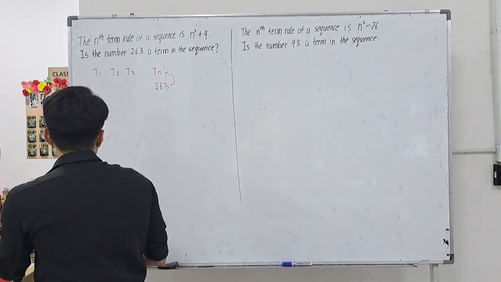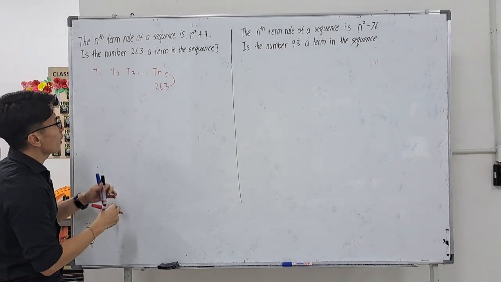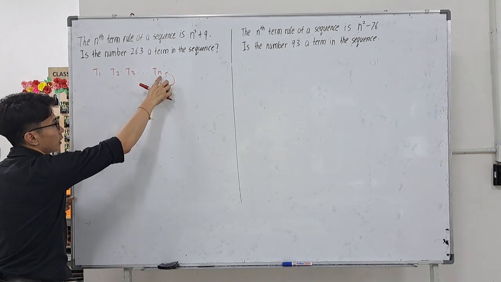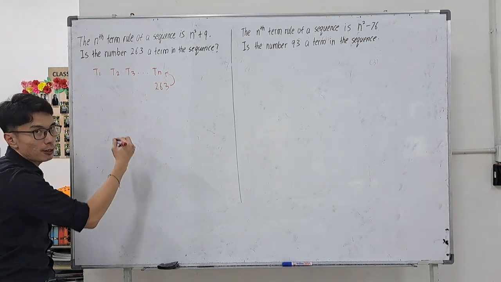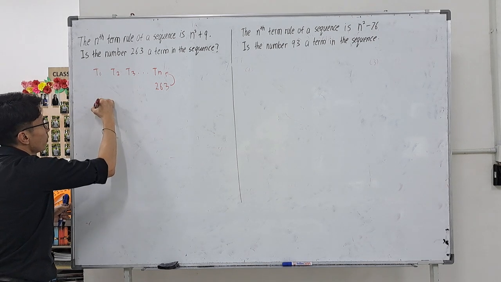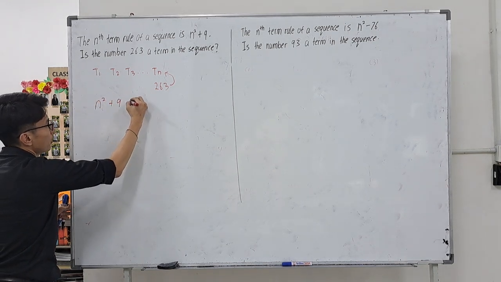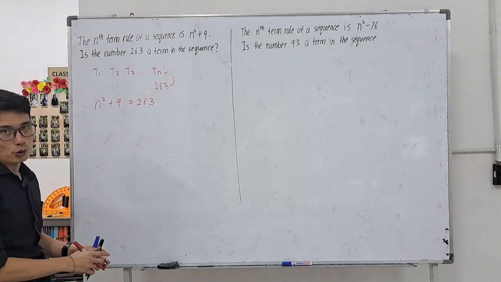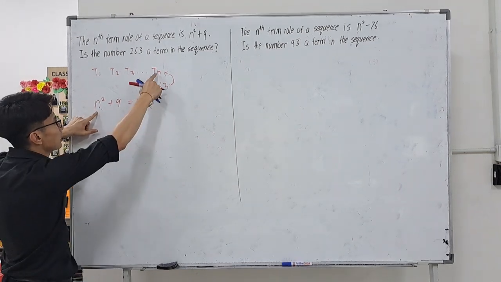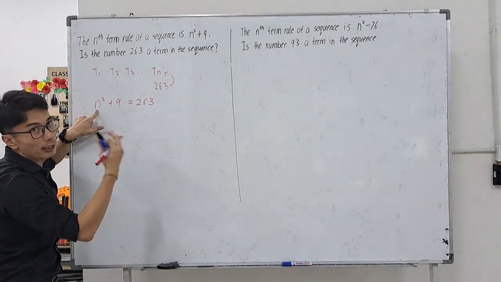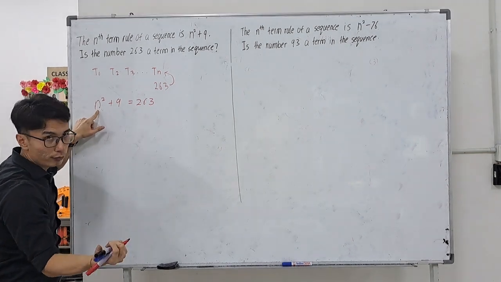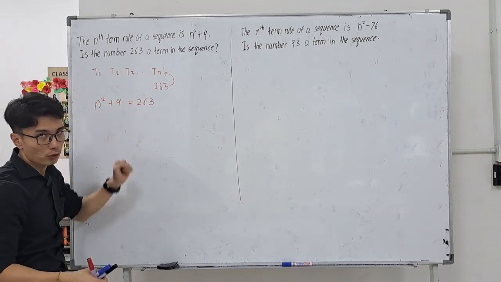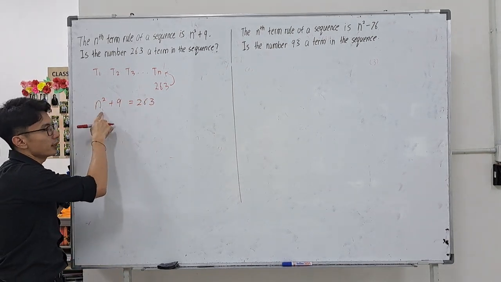So let's check. What do I do? How do I construct my equation right now? If let's just say this is a term, I should be able to write this equation: n squared plus 9 is going to equal 263. That's the equation you're going to form, right? Because if you say that this is a whole number, this n is going to be that number, for example, maybe 12. 12 squared plus 9 should get me to this number over here, right? So we are trying to work out if this is the case.